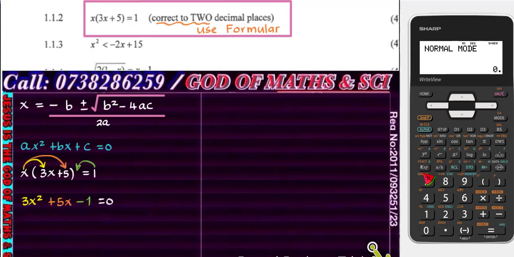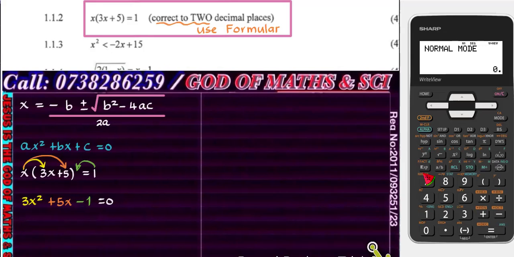So this looks like what we did earlier on. If you try to do this like how we did the first question, you won't be able to get an answer. That's why they say correct to 2 decimal places. They are telling you to use the formula.